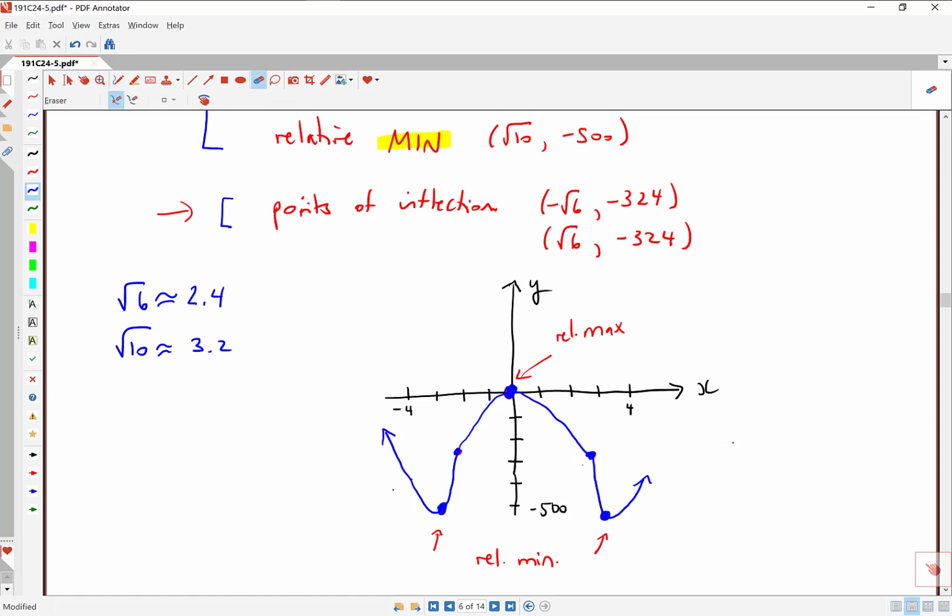So that is all about how we can use the first and second derivative to help us sketch a curve and, most importantly, identify our relative maximum and relative minimum points.